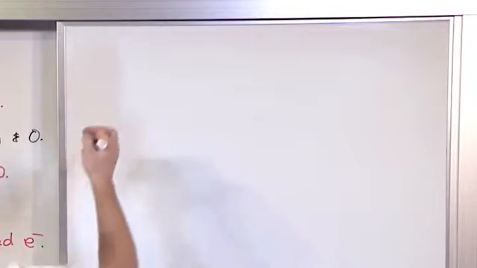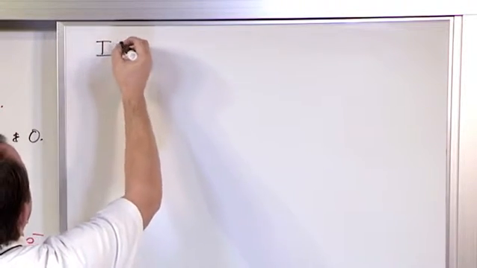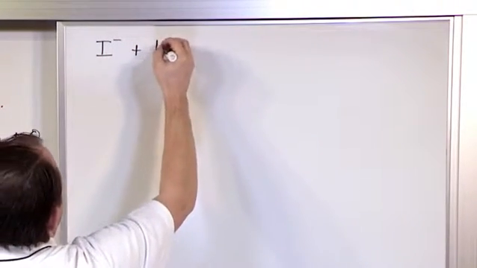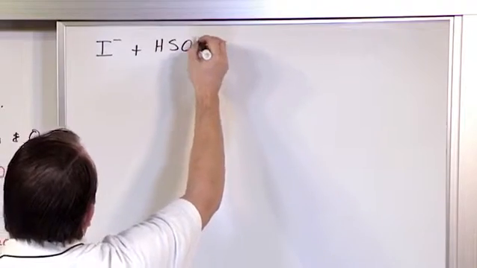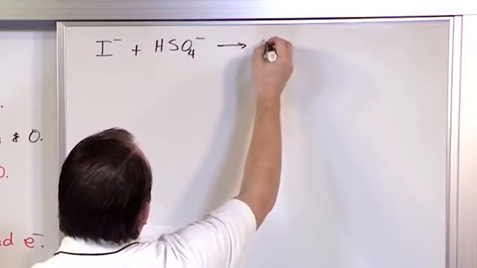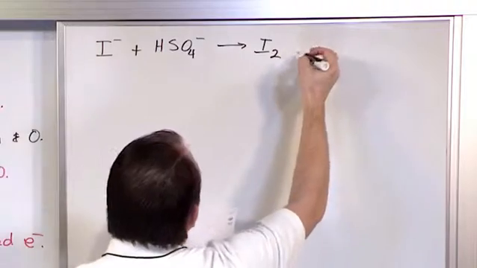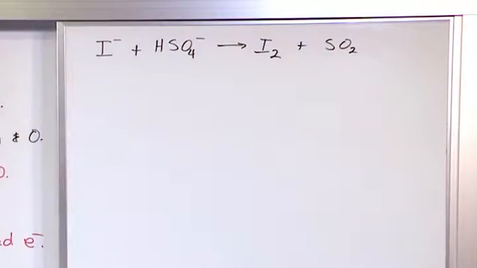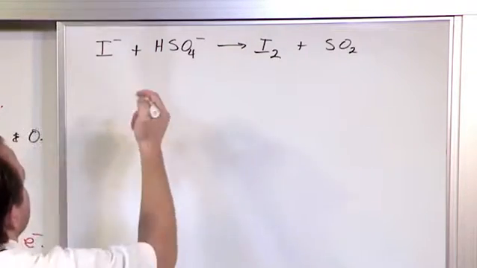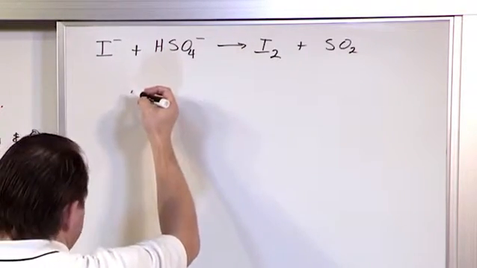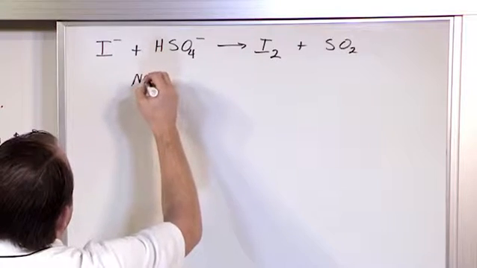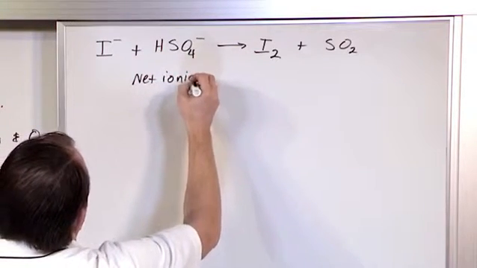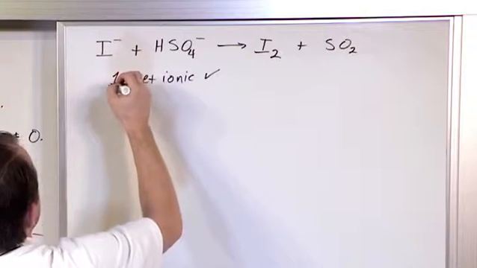All right, so the reaction we have is iodide ion plus HSO4 with a charge of -1 goes to I2 plus SO2. So, simple looking reaction. Let's see how it works out in practice. Step one is always to check and see if this is a net ionic equation, and it is. You can see the ions everywhere. So we have net ionic, check. That's step one.